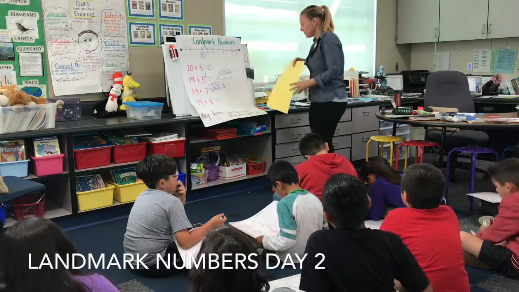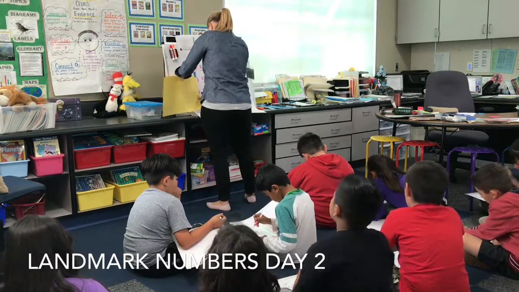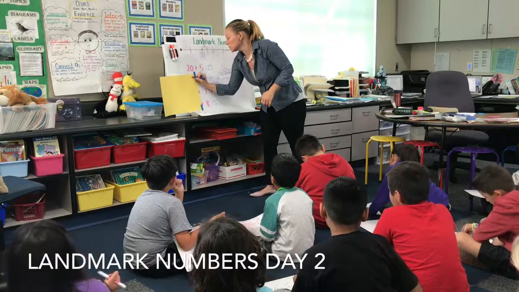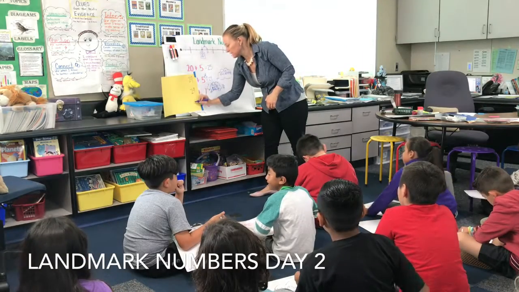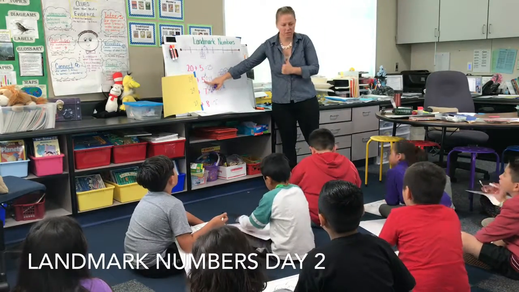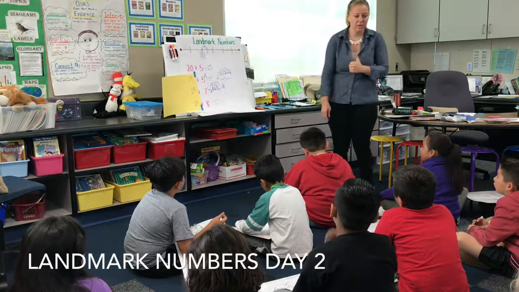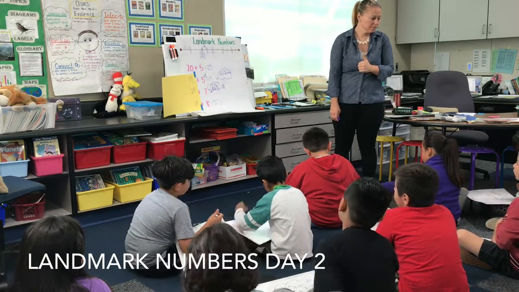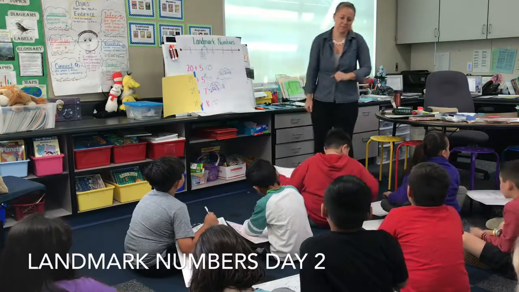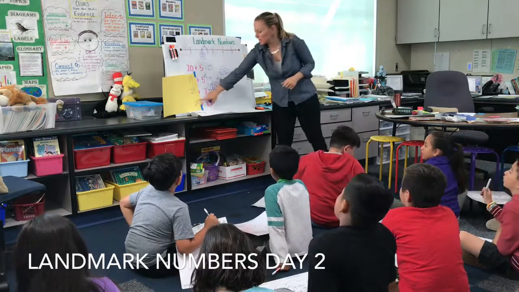Now, I have a question for you. How would this change if I changed the first addend? What if this number was 29 instead of 19? What's 29 plus 5? Show me a thumb when you're ready. 29 plus 5. What is it? 34. She says 34. What's 29 plus 7? Go ahead. 36. What's 29 plus 8?